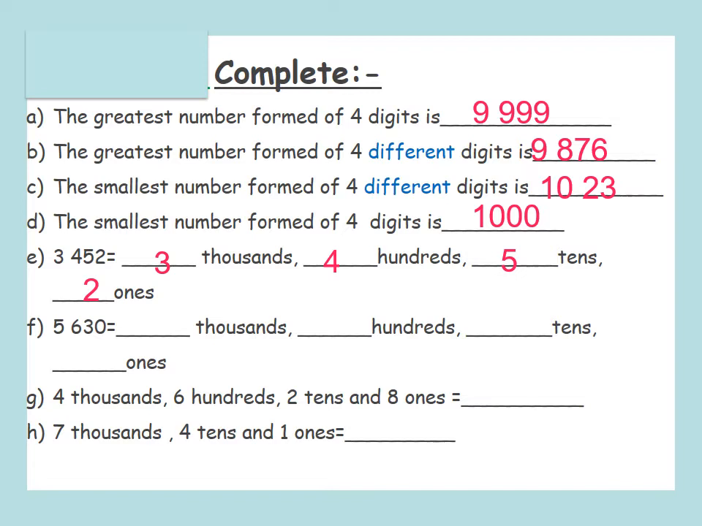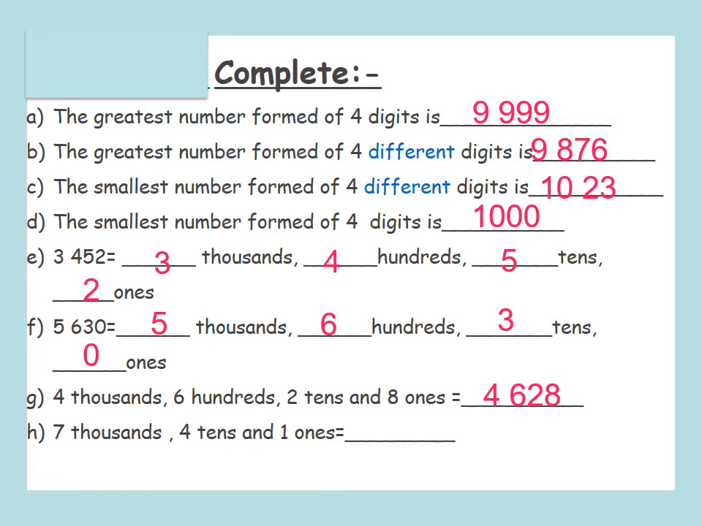5630. How many thousand we have here? 5. Excellent. And how many hundreds? Excellent, 6 hundreds. Then 3 tens and 0 ones. Okay, now we want to write this number. 4 thousand 6 hundred 2 tens, and 8 ones. So we write it like this, 4,628. Here is the number.